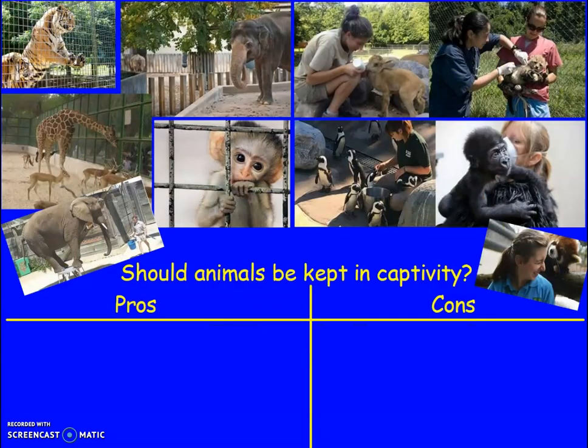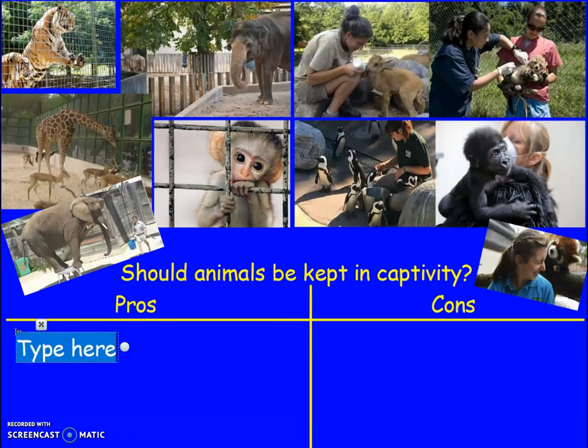So this slide is looking at animals in captivity, okay? So you can see here the animals in their cages and the zookeepers that look after and care for them. Okay, so if you think that animals should be kept in captivity in a zoo, then I want you to write this header in your book, and I want you to decide some pros and cons. That means some positives about it, but also consider, are there any negatives?